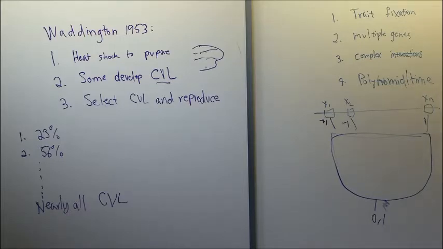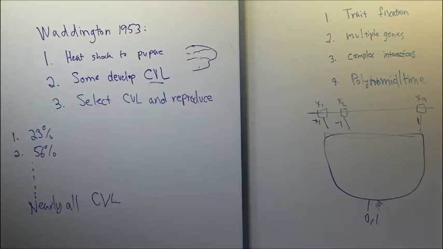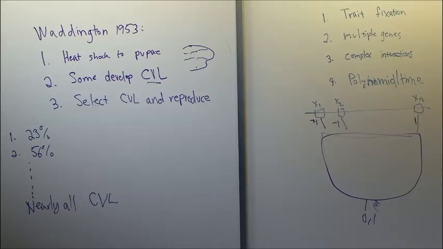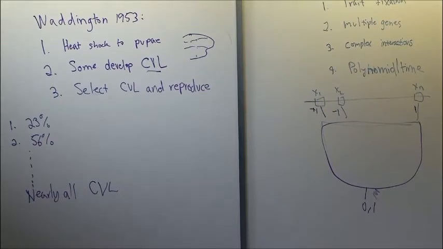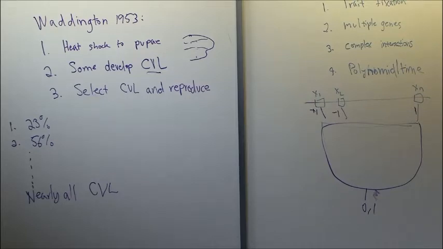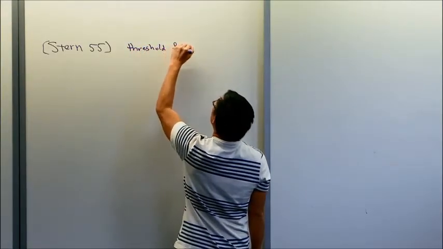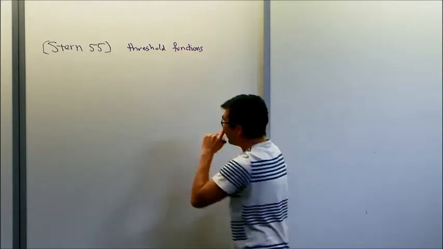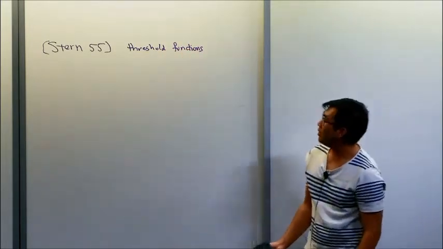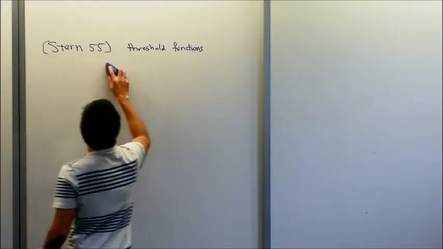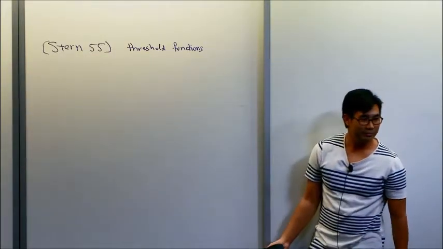So one thing that's interesting about this example, I think, is there is no single gene explanation for what happens with the numbers that Waddington got. And 2 years later, Stern gave an informal explanation that uses threshold functions. And I'll try to give you a sort of generalization of this explanation.